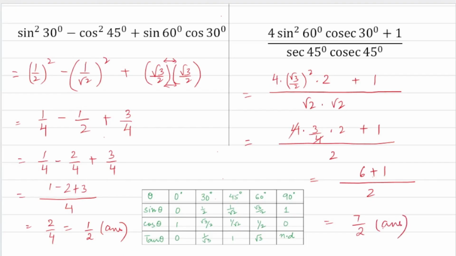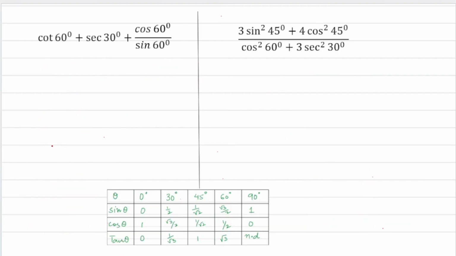All right. My last two questions are a little bit challenging ones. Before I do that, I want to write it over here that sine and cosec are reciprocal, cos and secant are reciprocal, and tan and cot are reciprocal. All right, let's start. Cot 60 plus secant 30 plus cos 60 divided by sine 60.